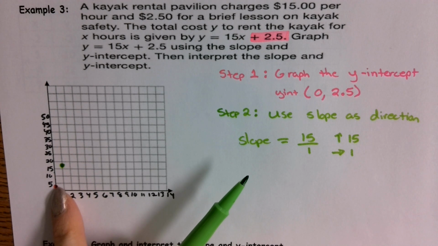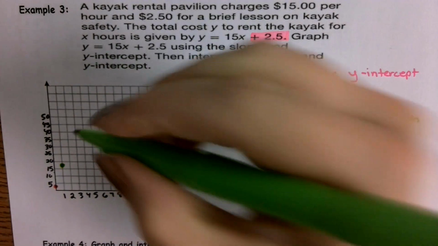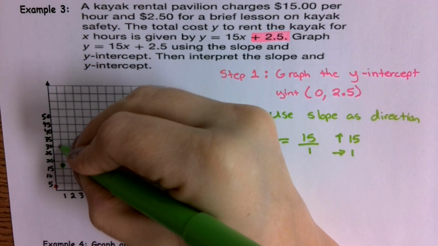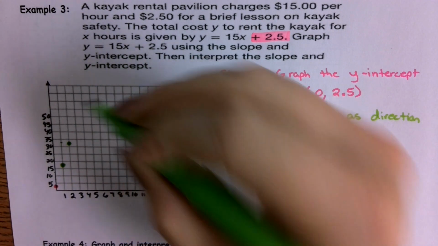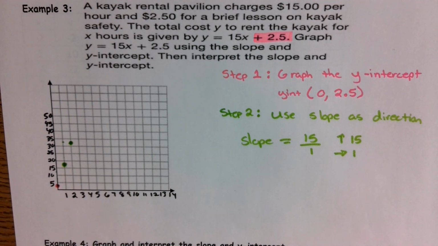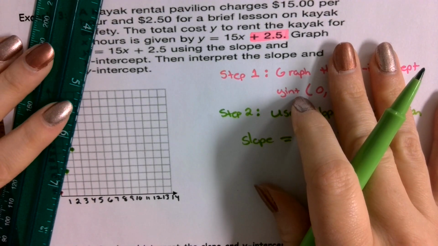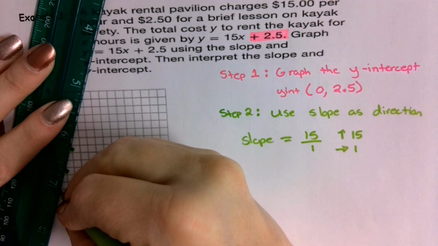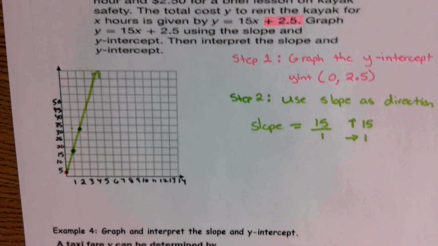2.5 plus 15 takes me to 17.5. And then to the right 1. I'm going to do it again. 5, 10, 15, to the right 1. Here's my next point. That takes me to 32.5 when I'm at x equaling 2. And I could keep doing this over and over again, but I just need 3 points. If I've got 3 points graphed, I can go ahead and connect them easily with my ruler. And there's my graph.